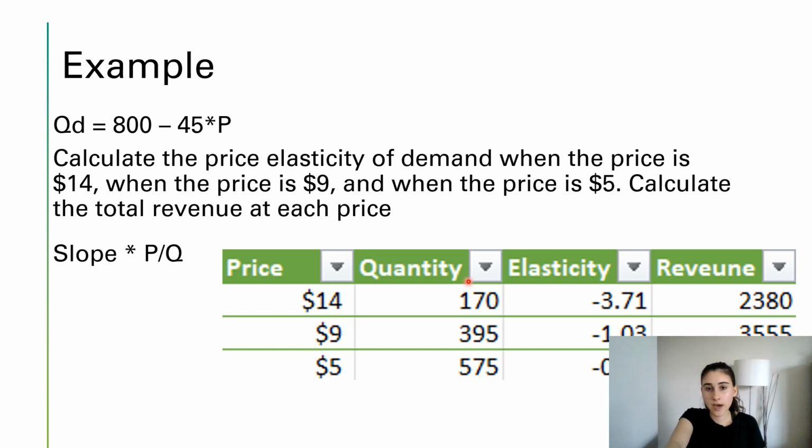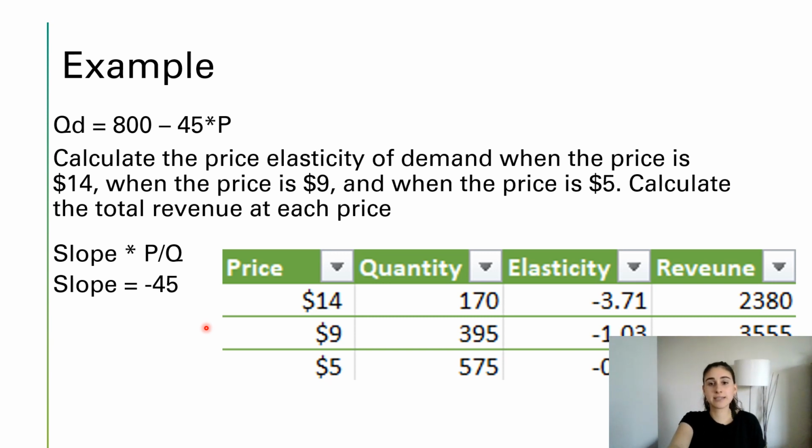So in the first row, we have elasticity of negative 3.71. The absolute value here is 3.7. Since the absolute value of elasticity is greater than 1, we can conclude that a price reduction will increase revenue. Looking at the second row, elasticity is negative 1.03. Its absolute value is 1.03, which is greater than 1. So at this position, we know that if we reduce price, our revenue will increase.